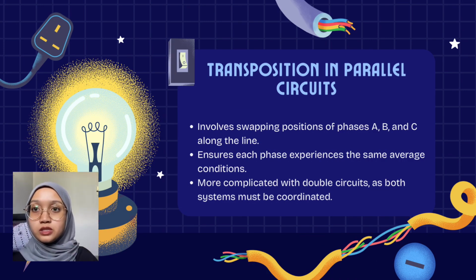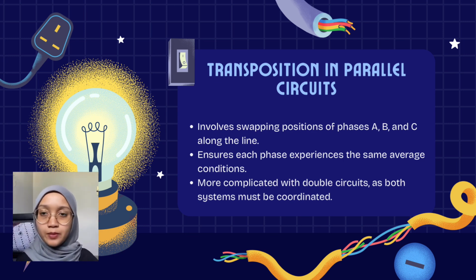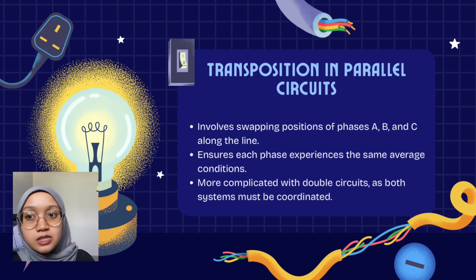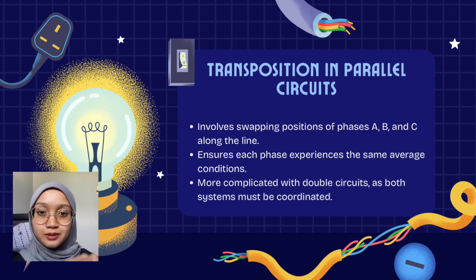Okay, so transposition involves swapping the positions of phases A, B, and C at regular intervals along the transmission line. This ensures that each phase experiences the same average electrical conditions, like capacitance and inductance, over the entire length of the line. This helps maintain voltage balance and reduces power loss. However, in a double circuit system, transposition becomes more complex. That's because there are two sets of three-phase systems, and both must be carefully coordinated to avoid electromagnetic interference and maintain balance across both circuits.